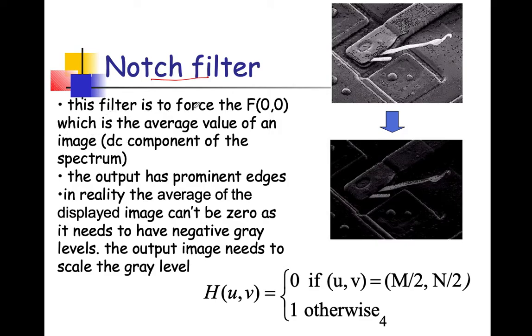This filter forces F of 0 comma 0, the coordinate value at F of 0 comma 0, which is the average value of the image. Whatever the total image values are, it has to be the average value of the image. That is nothing but the DC component of the spectrum. The output has prominent edges, so what you are going to find with the notch filter is proper edges.